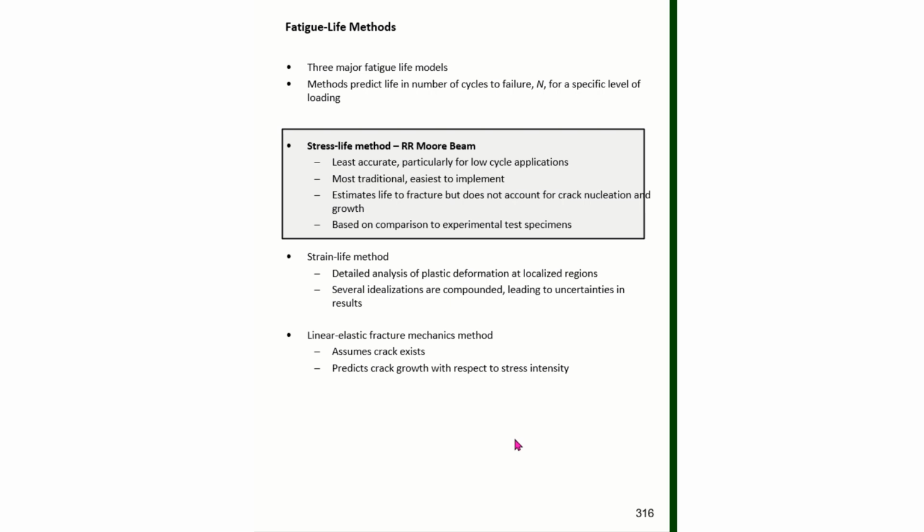The strain life method is a more detailed analysis of plastic deformation at localized regions. And several idealizations are compounded, leading to uncertainties in the results. The strain life method is used when better results are needed than with the stress life method, but a full linear elastic fracture mechanics method is not required. However, to get a good result with the strain life method is a lot more challenging, and there are a lot more places where errors can be made.